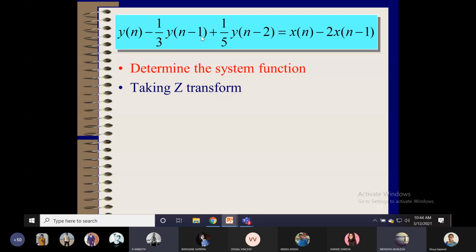Z inverse Y of Z. Minus one. Yes, Z inverse Y of Z. What about Y of n minus 2? Z raised to minus 2. Yes, Z raised to minus 2.